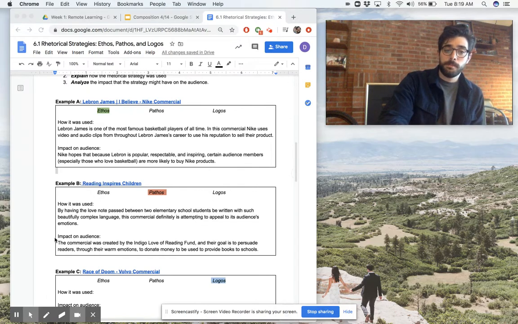When we look at the impact, the commercial was created by the Indigo Love of Reading Fund. And if we look at what they're trying to do, their goal is to persuade their readers, well, in this case, their audience, through warm emotions, to donate money to be used to provide books to schools. And their whole thing here is just how that commercial made you feel.